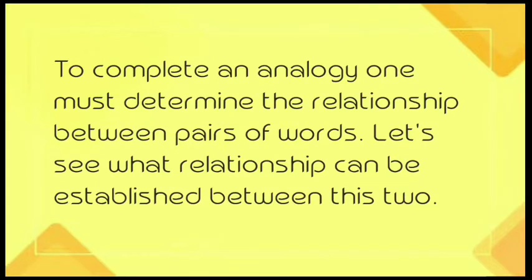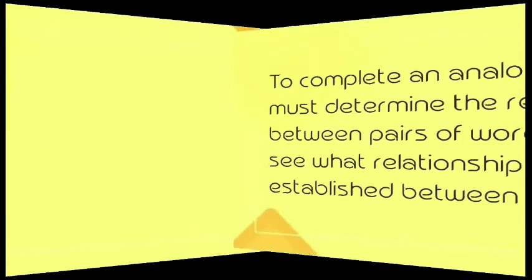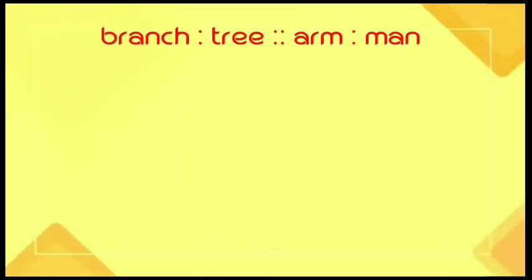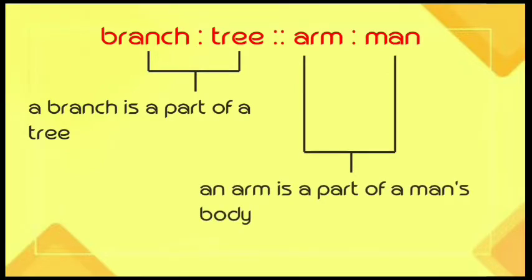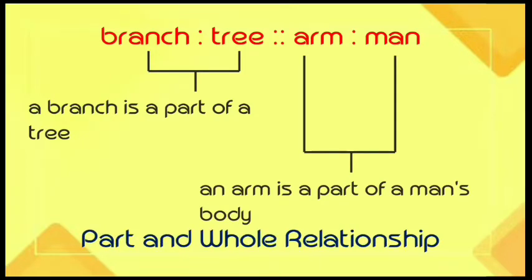To complete an analogy, one must determine the relationship between pairs of words. Let's see what relationship can be established between these two. Branch is to tree as arm is to man. On the first pair, branch is a part of a tree. On the second pair, an arm is a part of a man's body. So it shows a part and whole relationship.